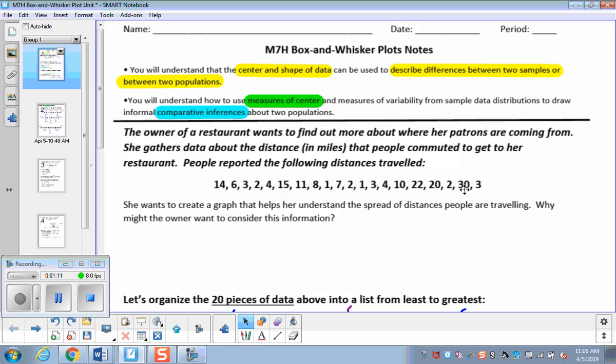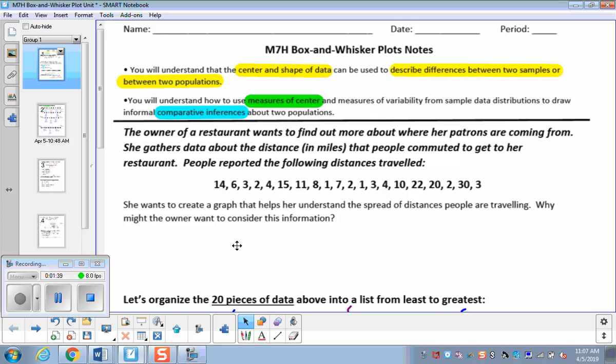So here we can see a list of the number of miles that people are traveling to go to this particular restaurant. And we see a couple ones in there. 1, 1, so a couple ones, which means that people live relatively close. There's also a few 2s and a few 3s. So we can see that we've got people who live nearby the restaurant going, and then we also can see like 30 miles, somebody traveled there to get to the restaurant.